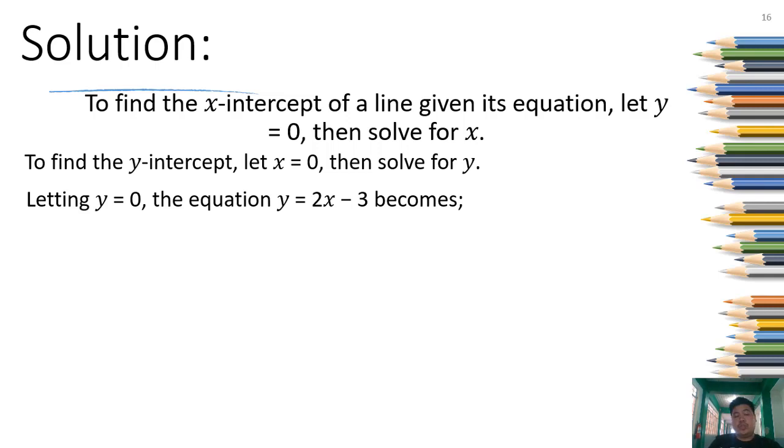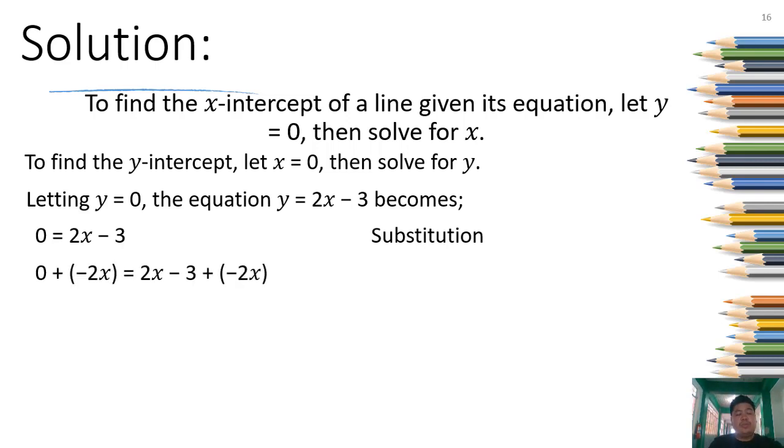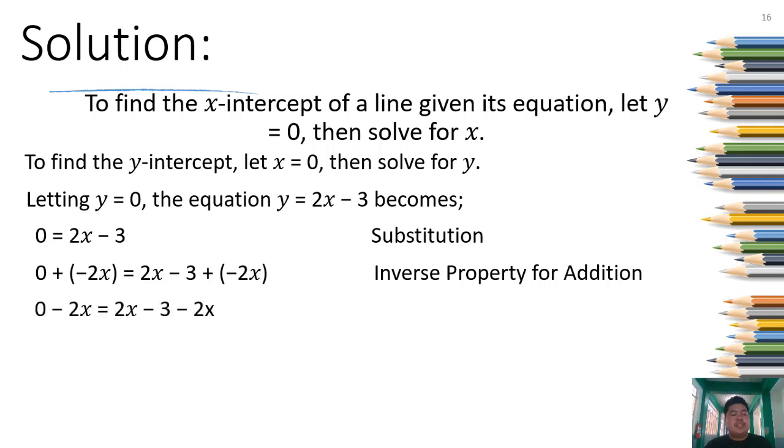Letting y = 0, the equation y = 2x - 3 becomes, first, 0 = 2x - 3, by substitution. Next, 0 + (-2x) = 2x - 3 + (-2x), using the inverse property for addition. Then we have 0 - 2x = 2x - 3 - 2x, by the distributive property.